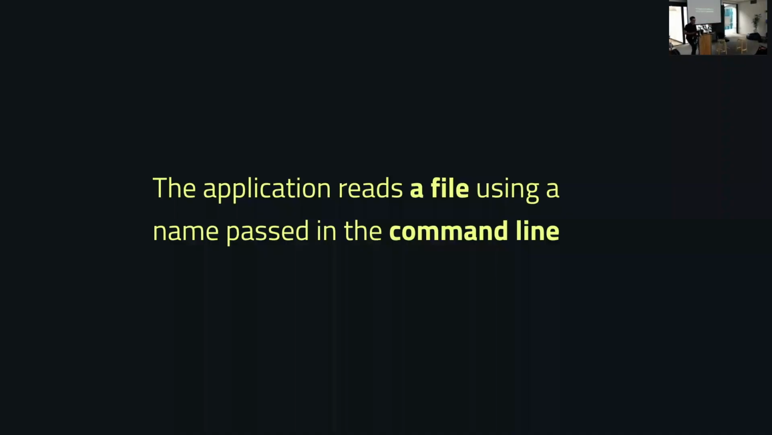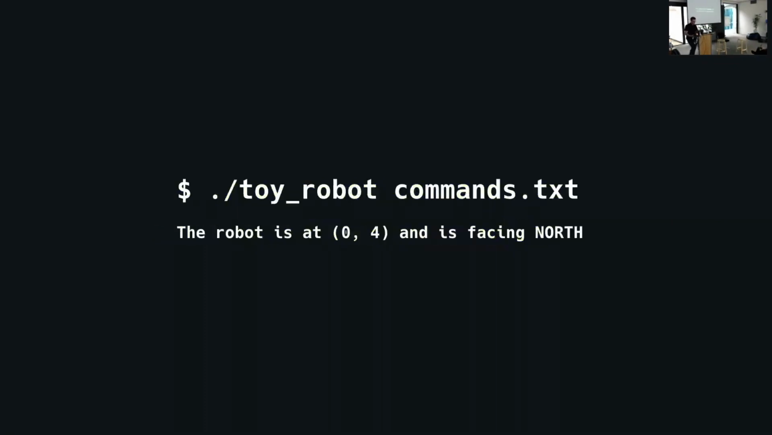The third paragraph says the application reads a file using a name passed in the command line. All right, well, we don't have a command line for this. We just have some Elixir code we're running kind of like in IEX or just mixed files ourselves. What we want to end up with is something that looks like this, where we can just do toy robot commands.txt and have it read through a list of commands and then tell us where the robot's at and what direction it happens to be facing.